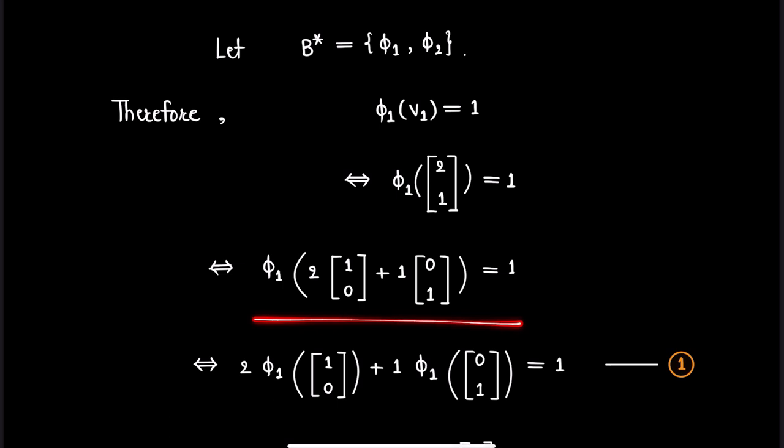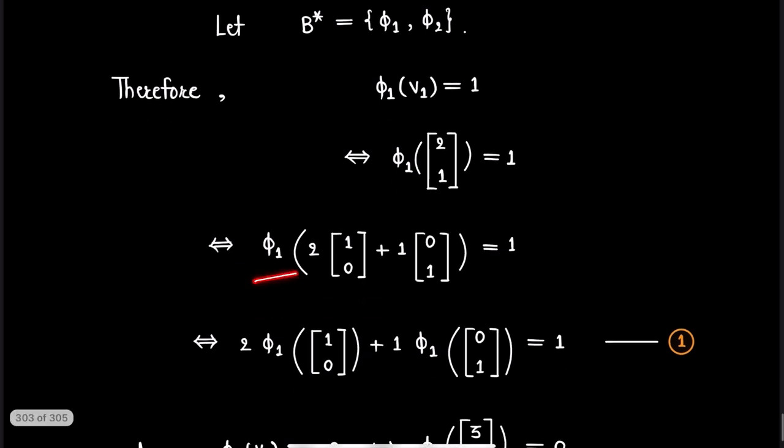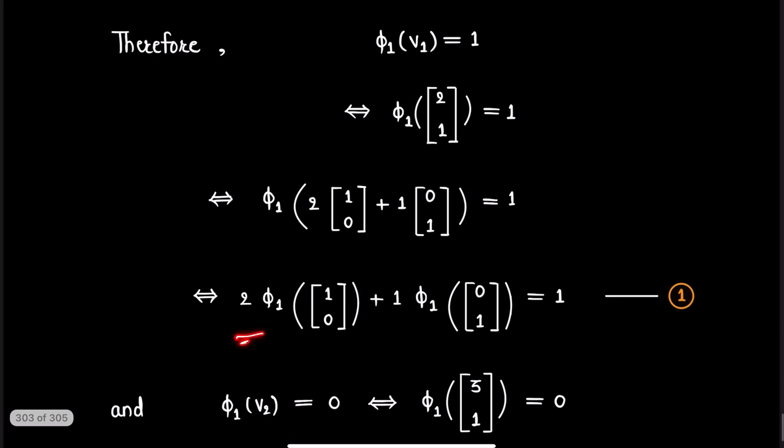So we get this. Now as phi1 is a linear functional, it is a linear transformation. So using properties of linear transformation, this can be written as 2 times the image of vector (1, 0) under phi1 plus 1 times the image of vector (0, 1) under phi1 equals 1, and call this expression 1.